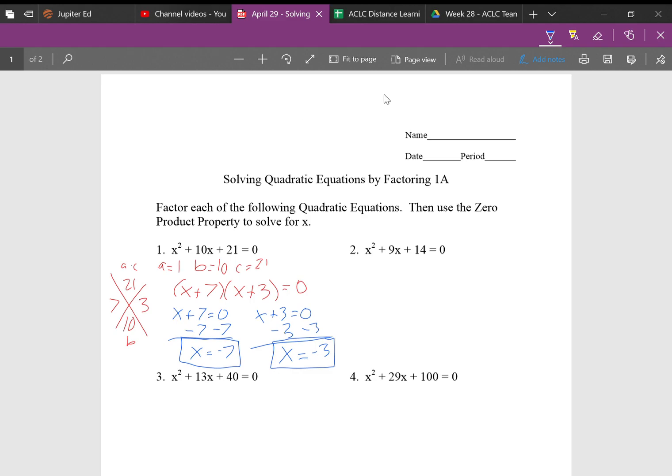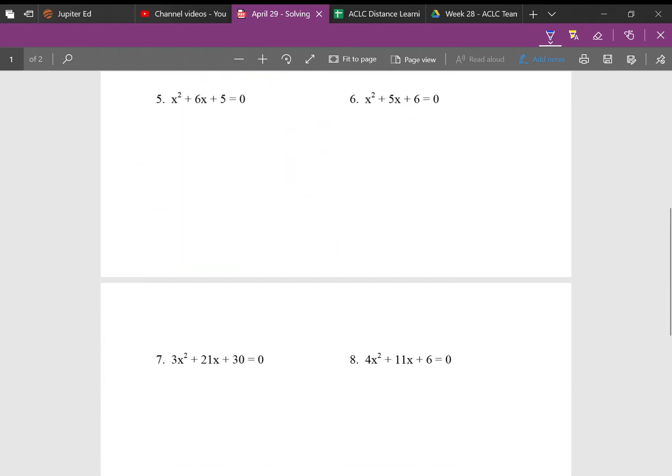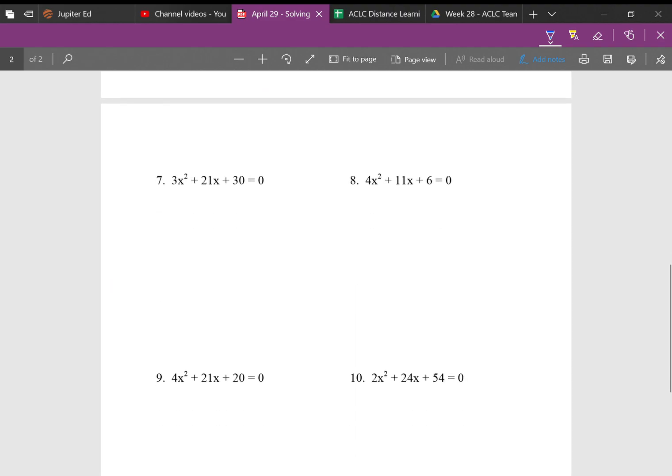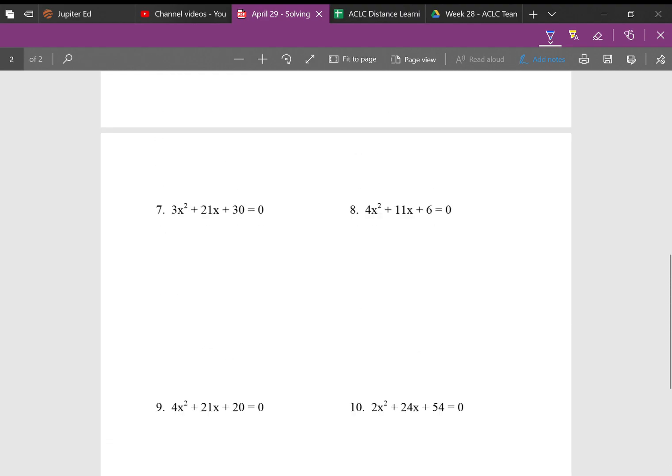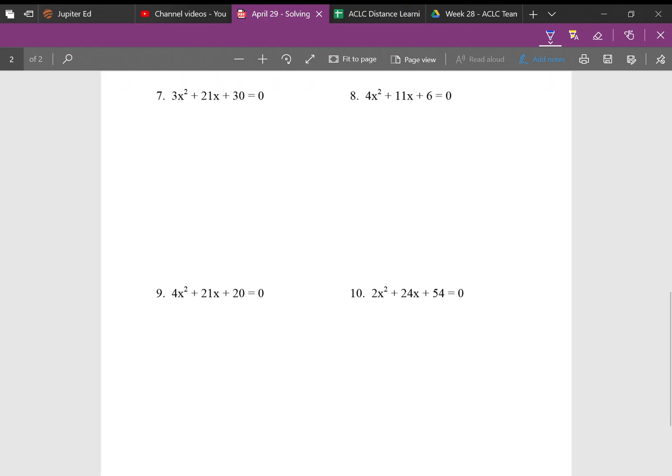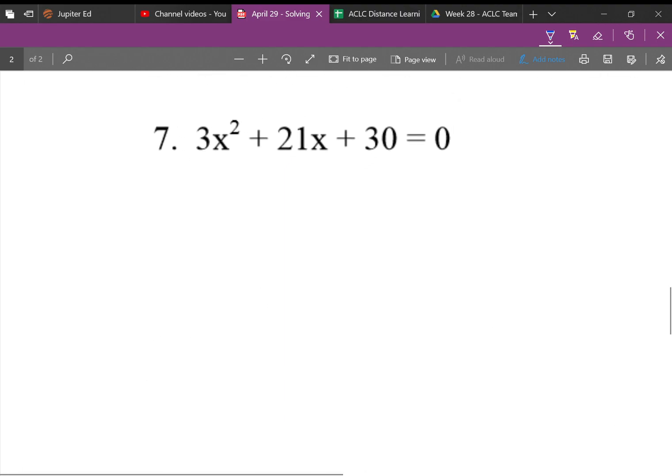I want to continue with solving quadratic equations by factoring 1a, and I'm going to go down to problem 7. So you notice I'm only giving you 4 problems on this page, because they take up kind of a lot of room, but they're not hard, so let's get right to it. Now the instructions say to factor and then solve, so let's go ahead and factor this.